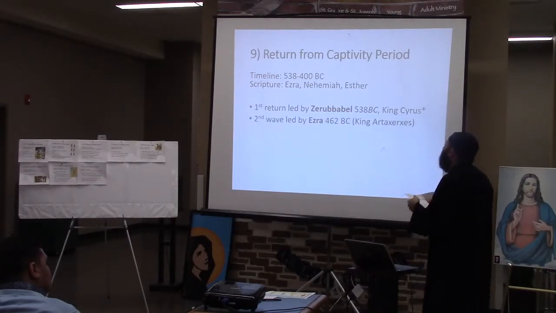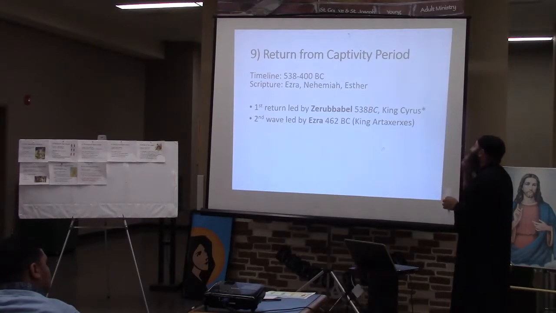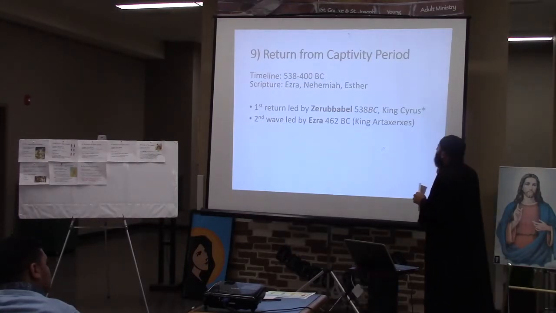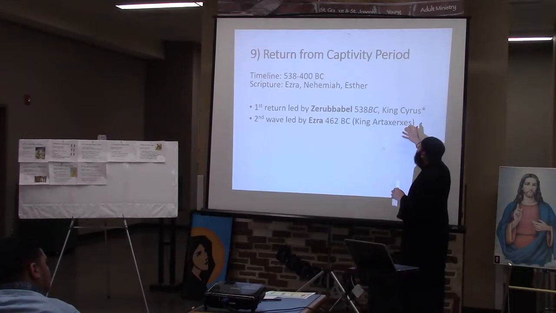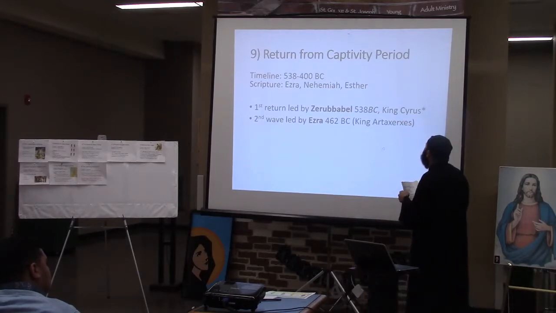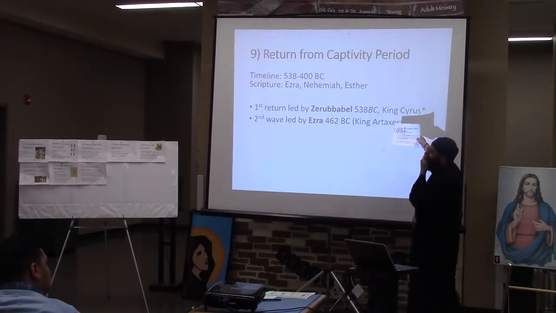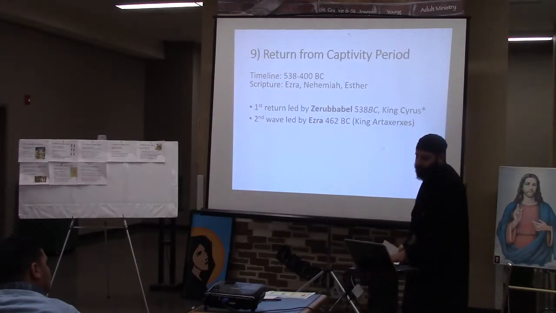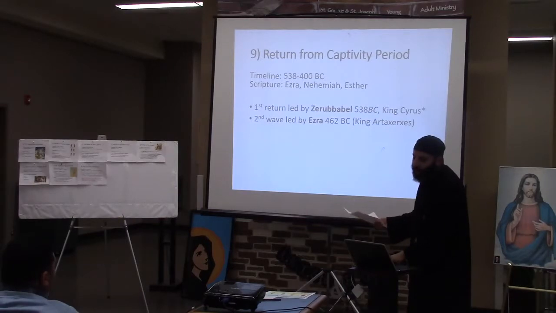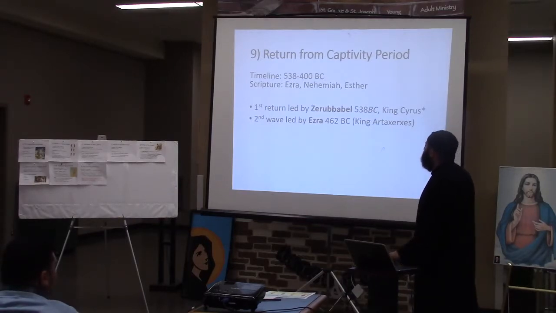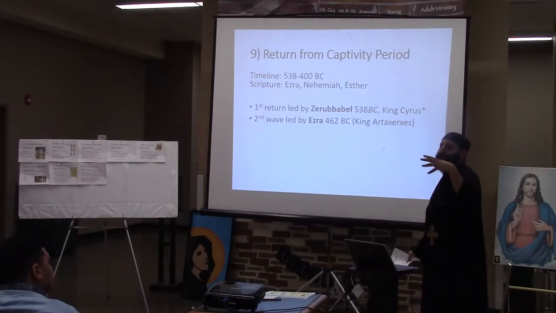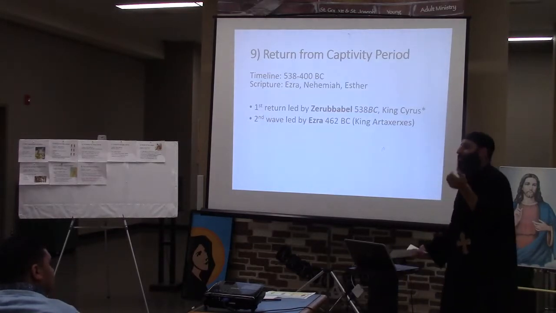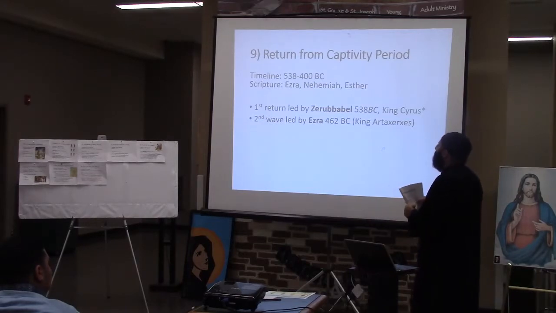The second wave is led by Ezra the priest. And there's a new king now, his name is King Artaxerxes. So it takes them about, I think, 80 years or something like that to rebuild a second temple. The second temple is known as the Temple of Zerubbabel. So the first temple is the temple of who? The first temple is the Temple of Solomon. The second temple is the Temple of Zerubbabel.